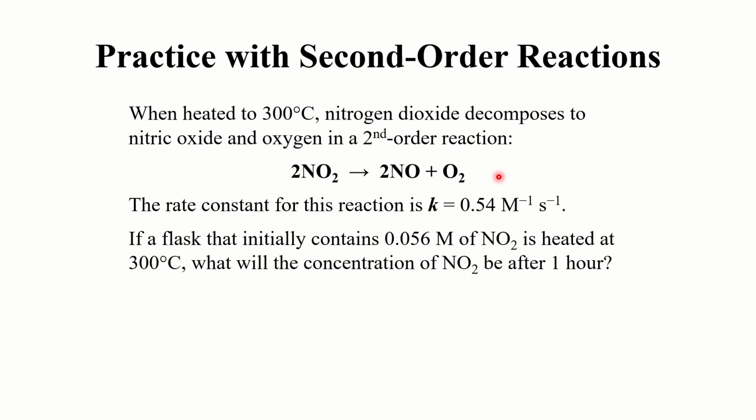All right, one more example problem. This one states, when heated to 300 degrees Celsius, nitrogen dioxide decomposes to nitric oxide and oxygen in a second order reaction: 2NO2 forms 2NO plus O2. The problem states the rate constant for this reaction is K equals 0.54 M^-1 s^-1. If a flask that initially contains 0.056 molar of NO2 is heated at 300 degrees Celsius, what will the concentration of NO2 be after 1 hour?